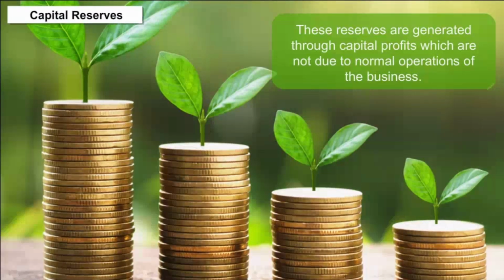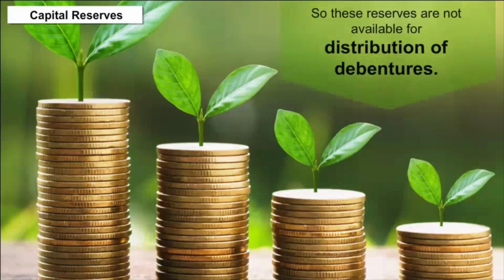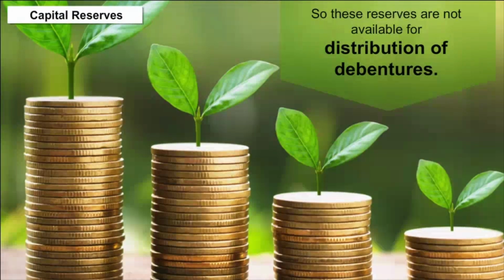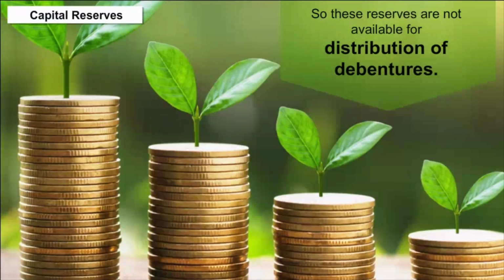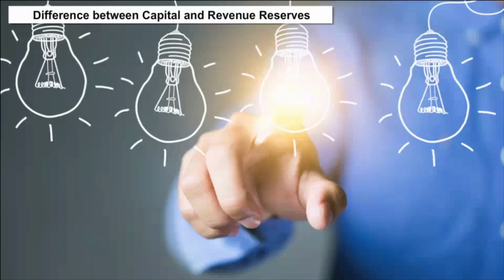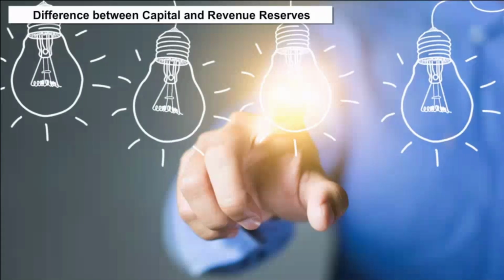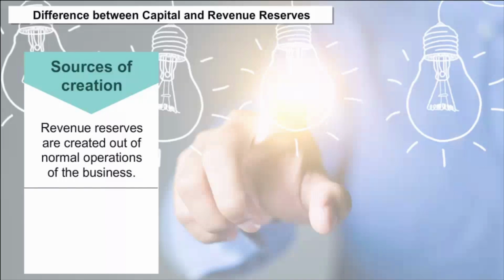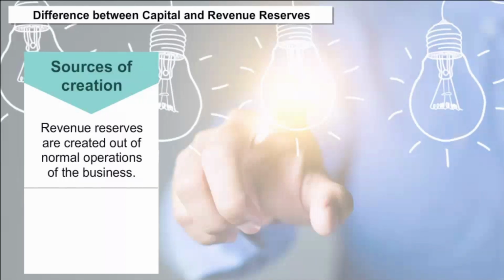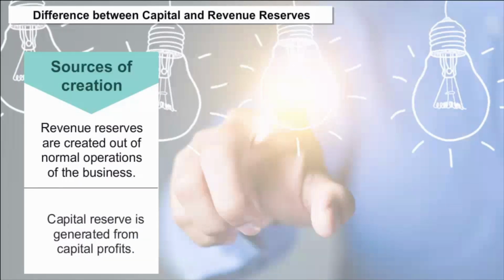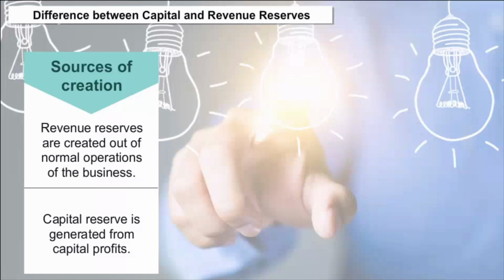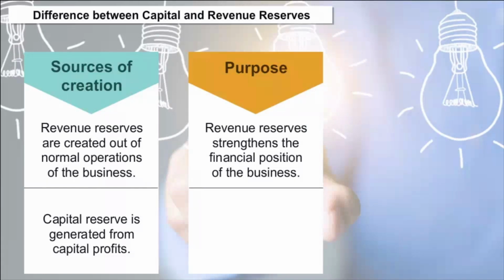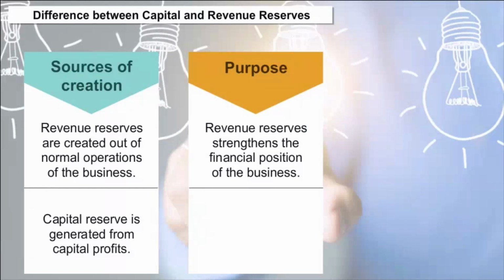Sources of creation. Revenue reserves are created out of normal operations of the business, whereas a capital reserve is generated from capital profits. Purpose. Revenue reserve strengthens the financial position of the business, whereas capital reserve is created for legal requirements. Usage. General reserve can be utilized for any purpose, whereas specific reserve can be utilized for specific purposes.